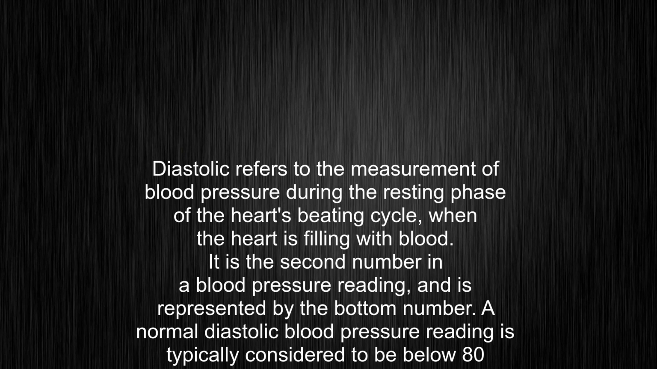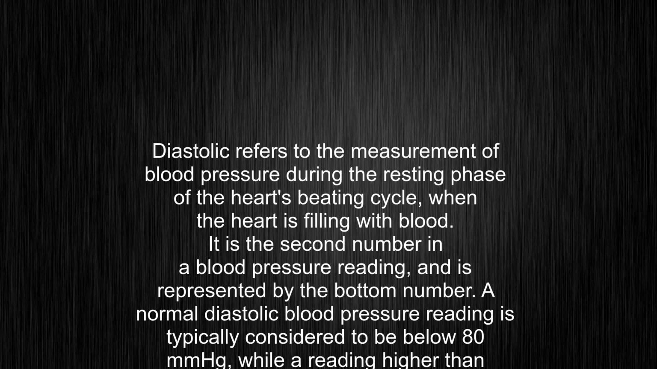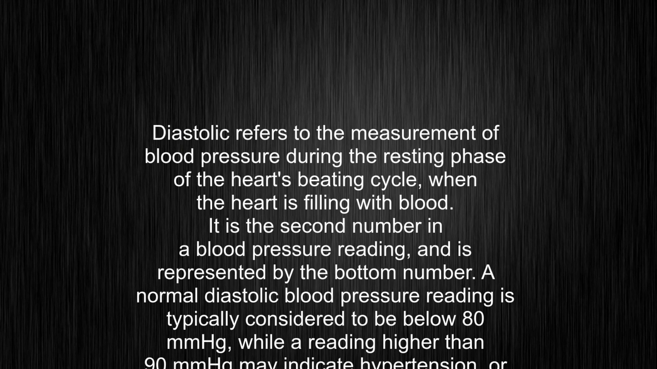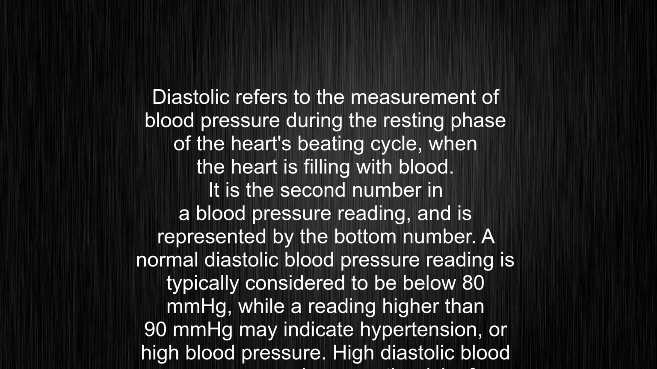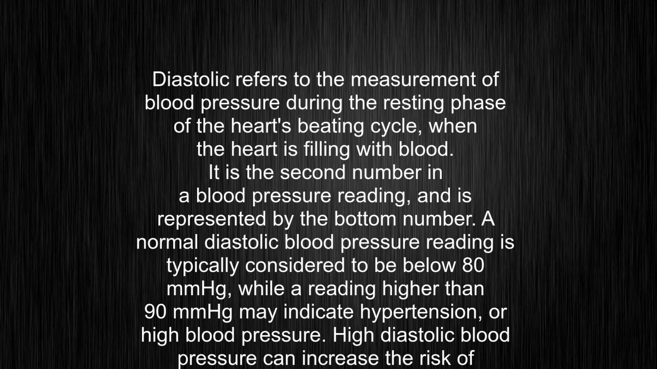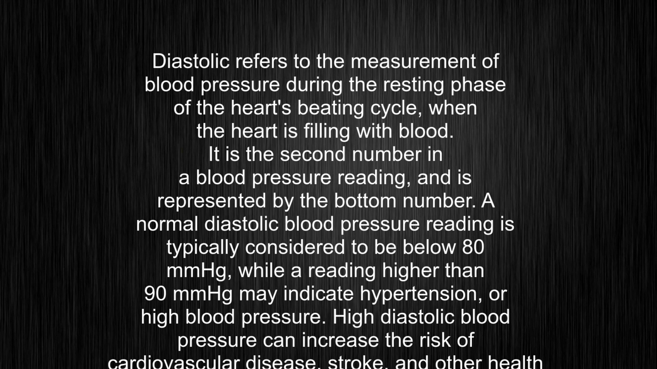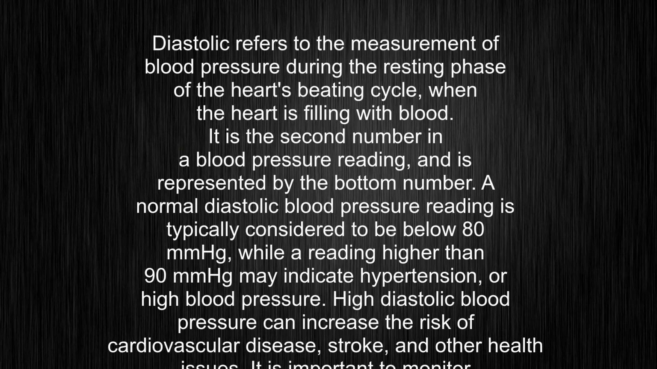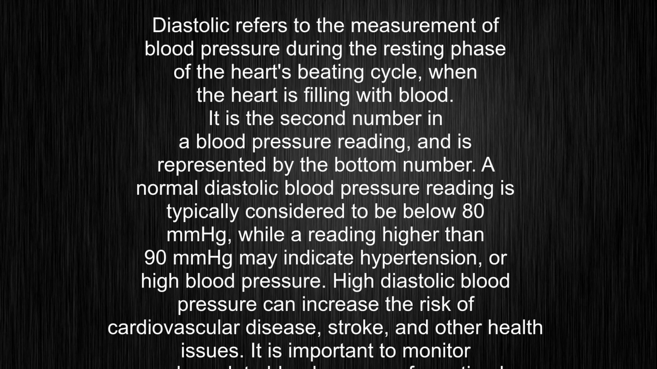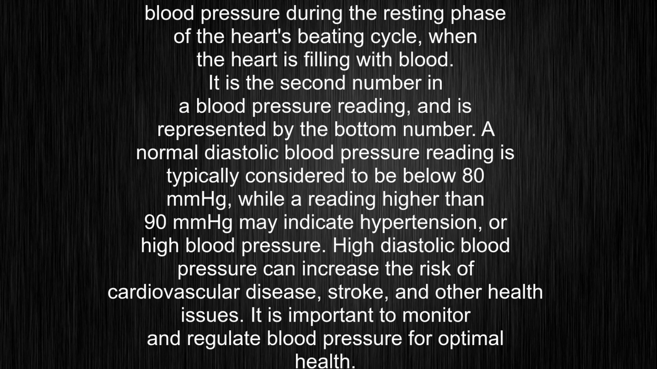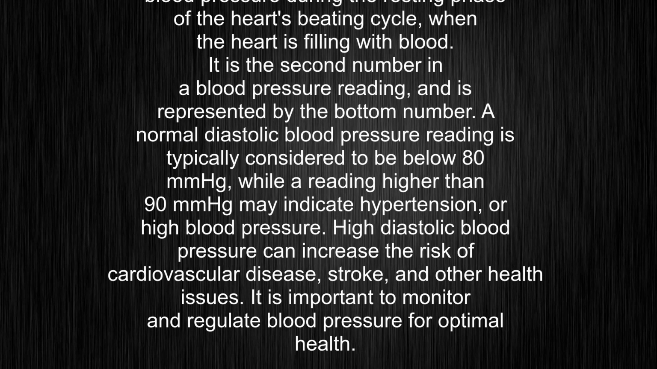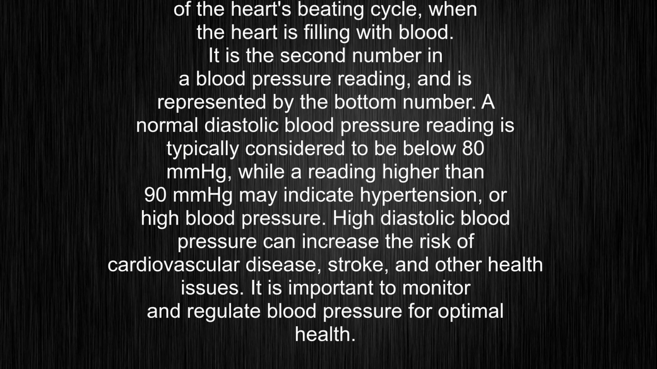Diastolic refers to the measurement of blood pressure during the resting phase of the heart's beating cycle, when the heart is filling with blood. It is the second number in a blood pressure reading, and is represented by the bottom number. A normal diastolic blood pressure reading is typically considered to be below 80 mm of mercury, while a reading higher than 90 mm of mercury may indicate hypertension, or high blood pressure.